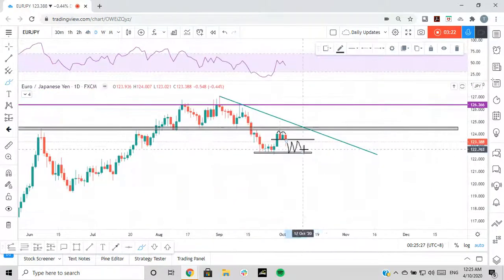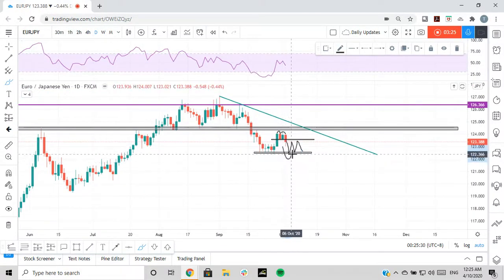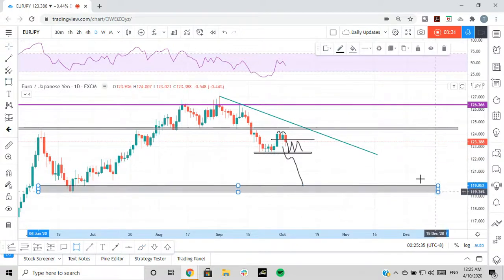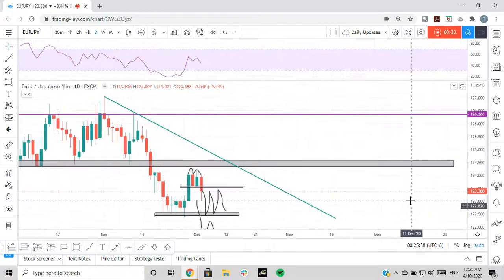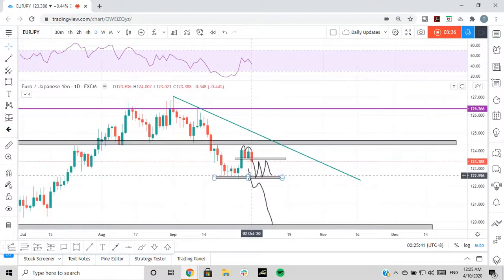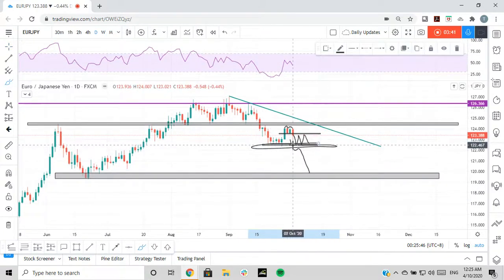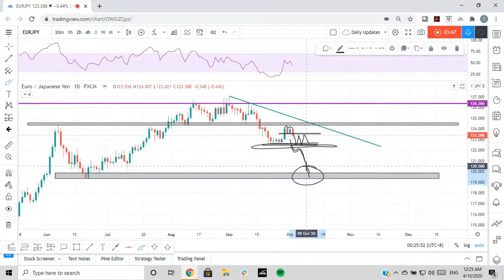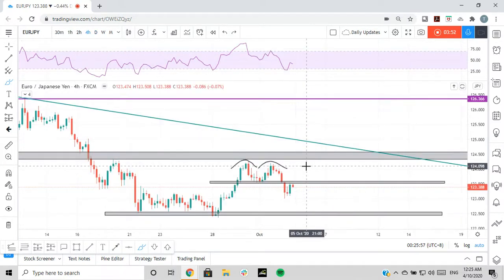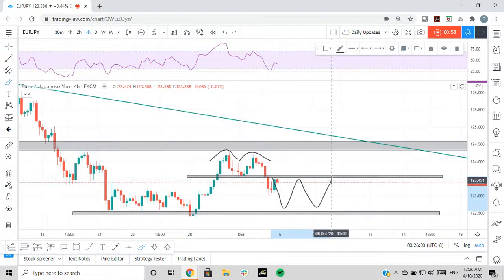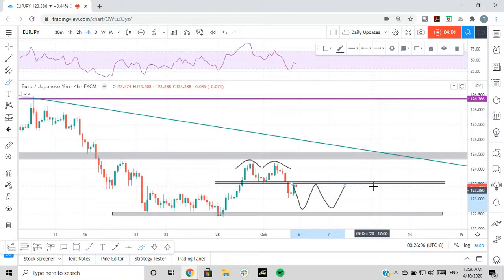If this line is being broken, then we should be seeing the next support and resistance area around this area here. So take note of the levels that I'll be trading. We would want a breakout of this support first. If this support is being broken, then we should be seeing it going down all the way to this level. Otherwise, for next week I'll be expecting to trade a range between this area first, and then see where it will break out of it.